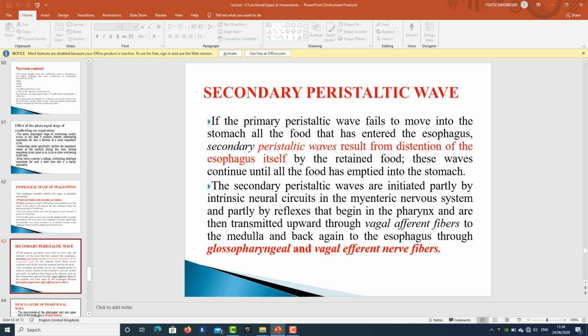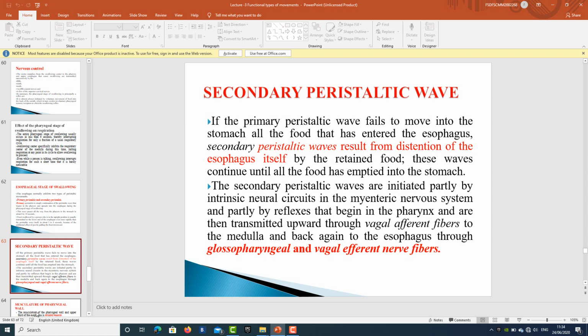Then comes the secondary peristaltic wave. If the primary peristaltic wave fails to move into the stomach all the food that has entered the esophagus, the secondary peristaltic waves result from distension of esophagus itself by the retained food. Now, these waves continue until all the food has been emptied into the stomach.